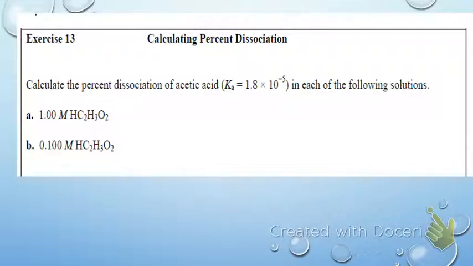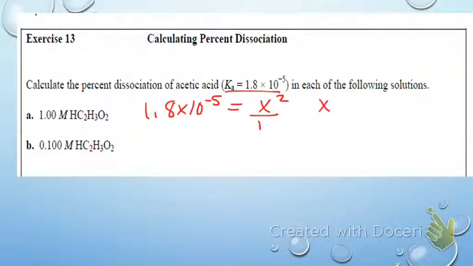And so if we were going to do that for this first one, we don't even need to do the RICE table. We can just say that it's given us the Ka value. So we would say 1.8 times 10 to the negative 5 is going to be equal to x squared over 1, because we are going to be able to neglect x. So when we solve for x, we would get that x is equal to 0.0042.